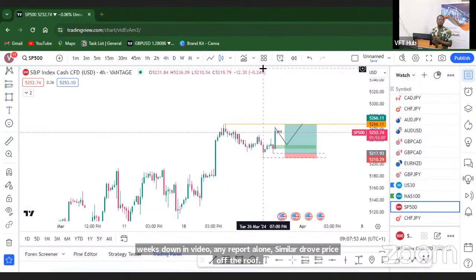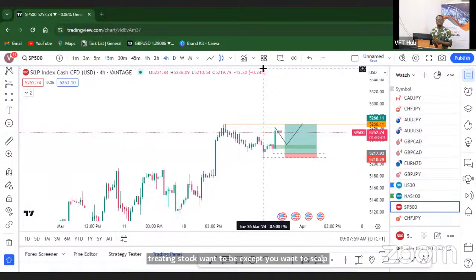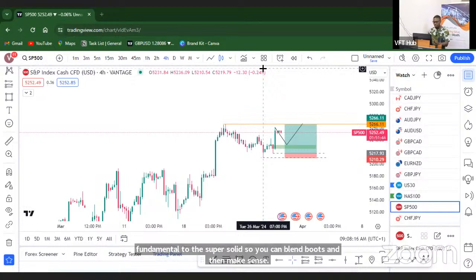So these are things you want to pay attention to when you're trading stock, except if you want to scalp. For long-term swing, you want to pay attention to what is happening fundamentally. It's not really any different from currency, but you want to lean more. Your technicals have to be solid, your fundamentals have to be super solid, so you can blend both and make sense of what is happening in the market.